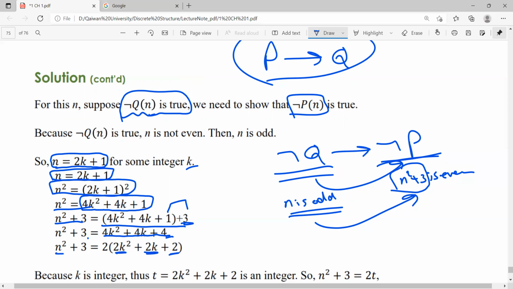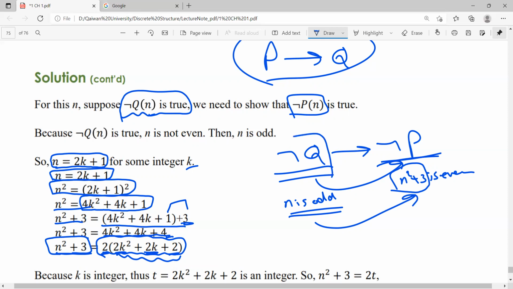Now we have n squared plus 3 equals 2 times (2k squared plus 2k plus 2). Is this an even number? Yes, that's an even number, because we have a bracket which is multiplied by 2. If you multiply any number by 2, we get an even number. For example, 3, 5, 7. Any of these numbers, if you multiply them by 2, we get an even number. That means n squared plus 3 is an even number.